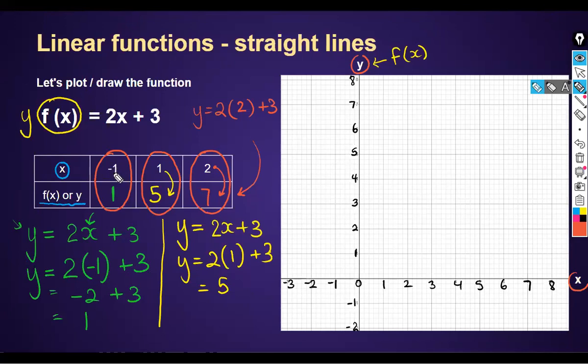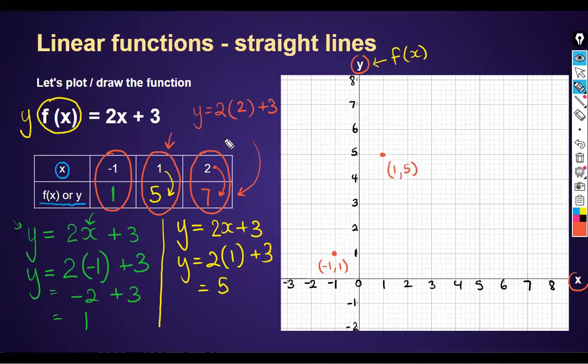The first point is -1, 1. It's -1 on the x-axis and +1 on the y-axis. You go -1 on the x, and then you go up to +1 on the y. This here is the point -1, 1. The x value always goes first, the y value goes after. Let's do another one. The next one is 1, 5. 1 is the x value, 5 is the y value. So we go +1 on the x, and then we go up to +5 on the y. This here is the point 1, 5.